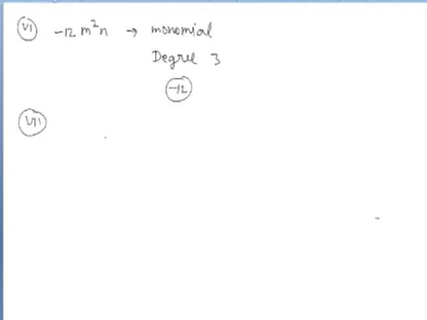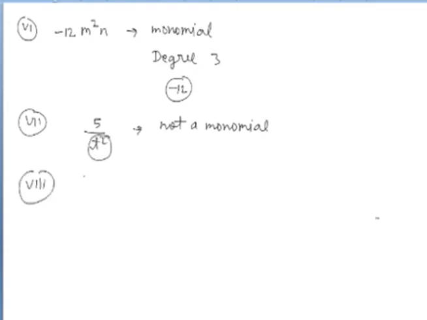Sixth is minus 12 m square n. So it is a monomial and the degree is 2 plus 1, 3. Degree is 3, and the numerical coefficient is minus 12. Okay, and in seventh, 5 upon t square. So this is not a monomial. Why? Because it is in the denominator.